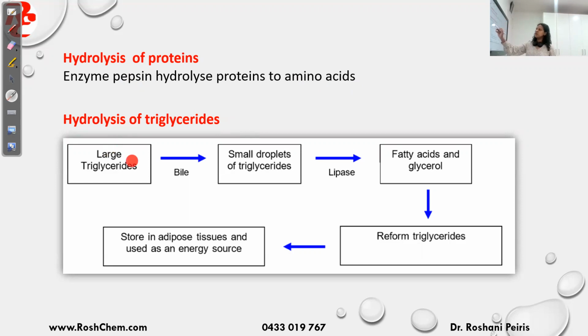So large triglycerides, by bile, undergo emulsification, and they become small droplets of triglycerides, which have a greater surface area. Now lipase enzyme acts on them to break them into fatty acids and glycerol. The fatty acids and glycerol will reform new triglycerides, and these triglycerides will be stored in adipose tissues and used as an energy source.